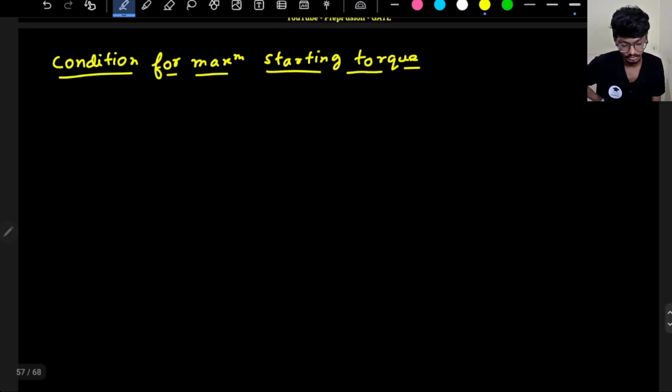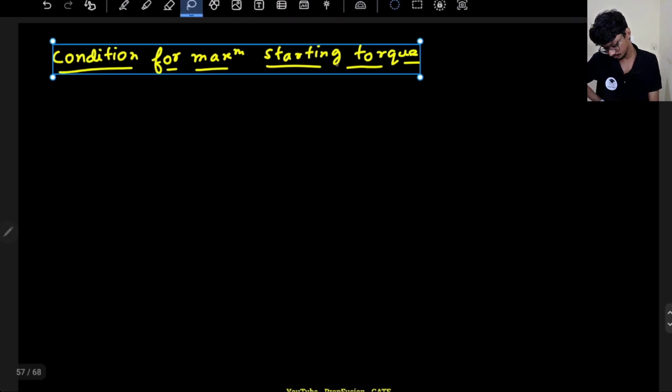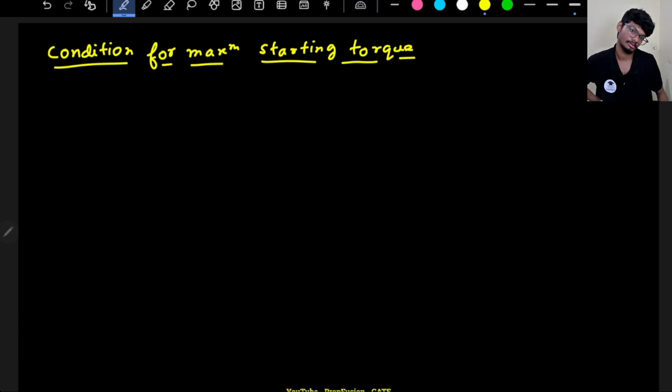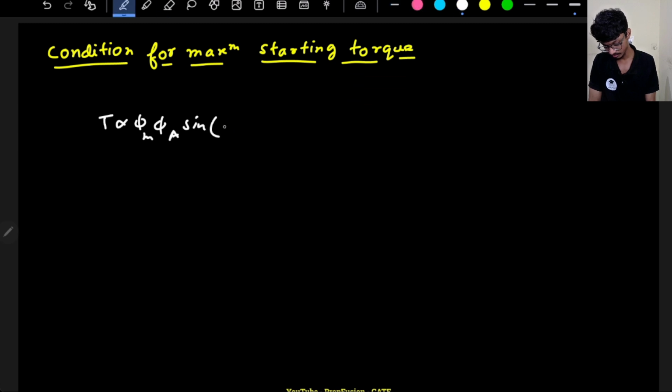Okay, condition for maximum starting torque. So now the same thing: you have to find out the maximum starting torque. How? There can be two cases. Either two fluxes will be given, phi 1 and phi 2, the flux of the main winding and the flux of the auxiliary winding, and the sine of the angle between them, theta. Or they will give the current of the main winding, the current of the auxiliary winding, and sine of theta.